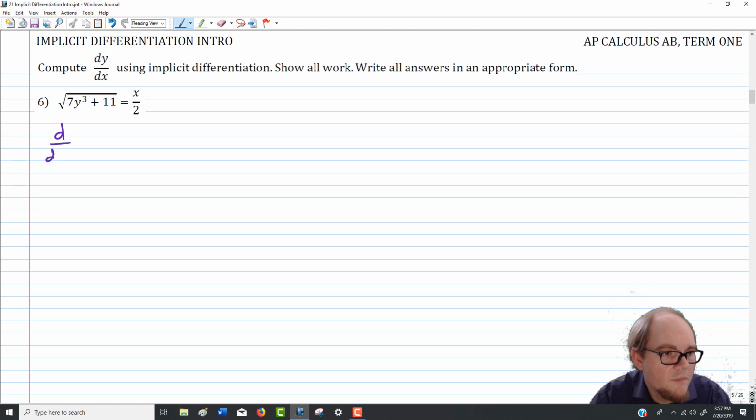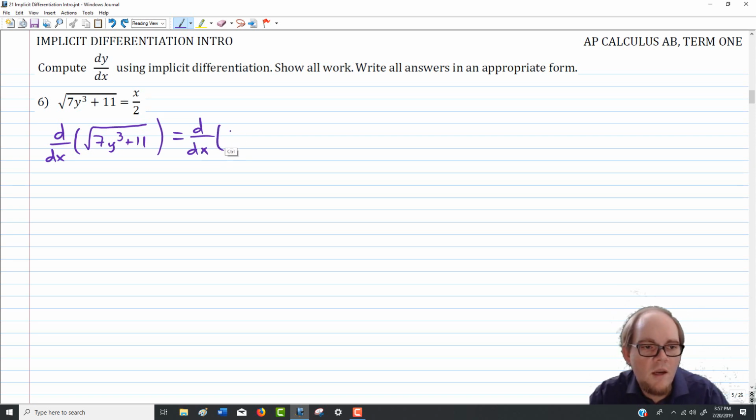Actually, I'll write it one time here. We're going to take the derivative with respect to x. We're keeping that with respect to x again. Of square root of 7y cubed plus 11. That's all going to be equal to the derivative with respect to x of x over 2. And since we're here, a couple little things to point out. X over 2 is the same thing as 1/2 x. So the right side is going to differentiate to 1/2.